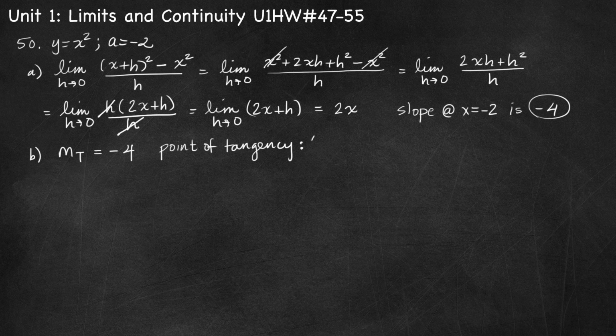Okay, so my point of tangency, I know the x-coordinate is negative 2. To find the y-coordinate, I'm going to substitute my x-coordinate into my equation. So negative 2 squared gives me a y-coordinate of 4. Once you know a point and the slope, we can write the equation in point-slope form. y minus our y coordinate equals our slope times x minus our x coordinate.